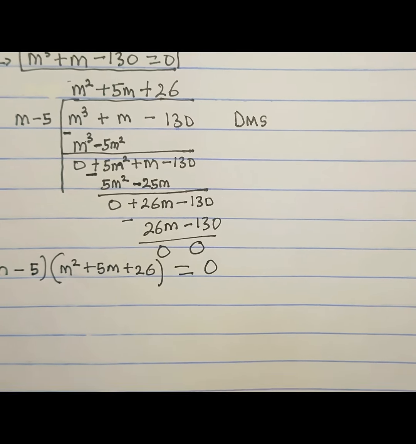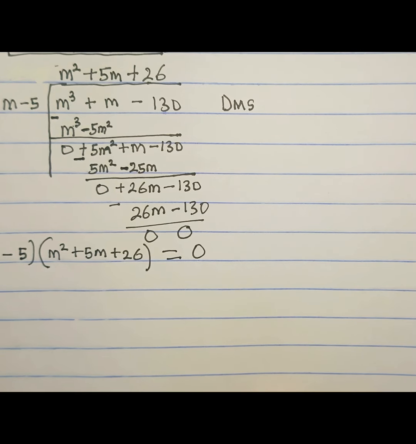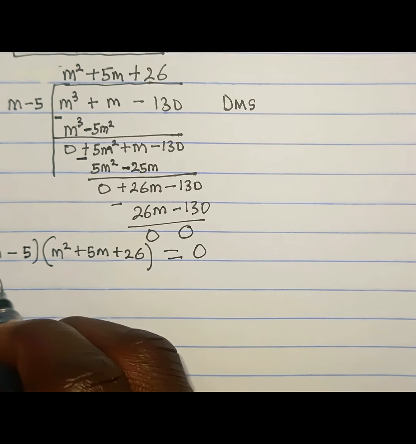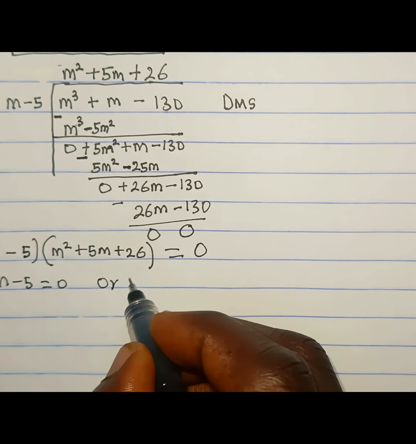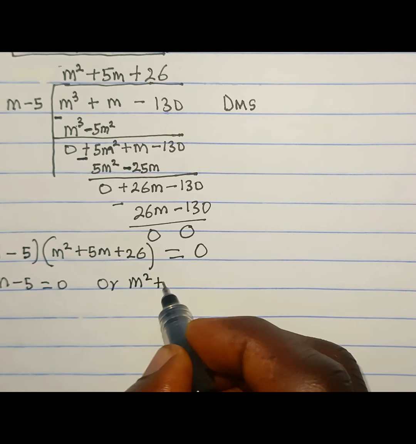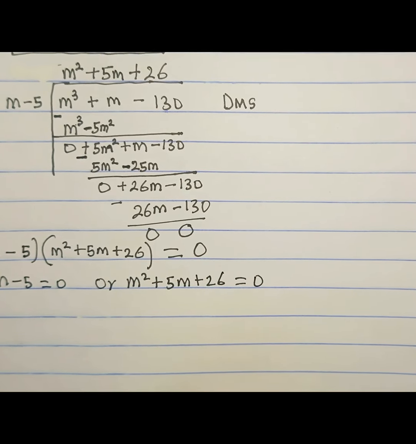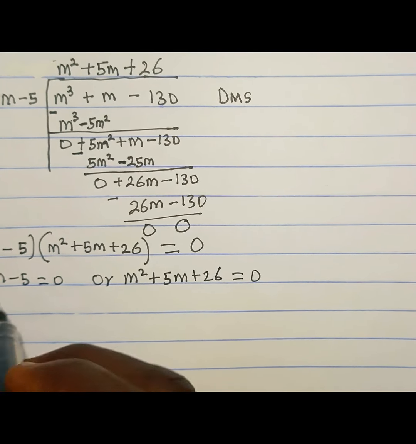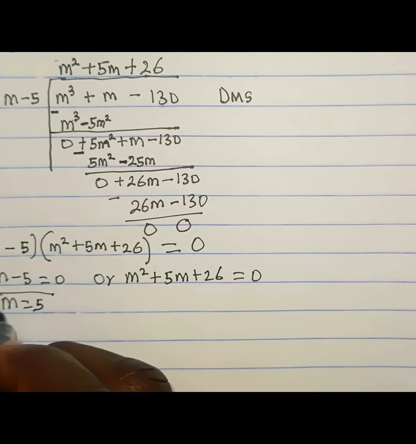So the next step we are going to take is to recall that when two terms multiply to give 0, it's either the first one, m minus 5, equal to 0, or the second term, m squared plus 5m plus 26, equal to 0. So from here we can say m equals 5. This is the first solution.